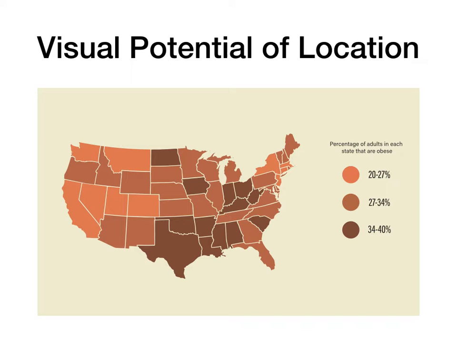The visual potential of location refers to the use of positioning within a display to communicate the position of things or places relative to each other. To exploit the visual potential of location, I created a choropleth map of the United States, informing readers of the prevalence of obesity within each state. I used a standard map of the United States showing where each state is located and used different shades of orange to represent different ranges of prevalence for each state.